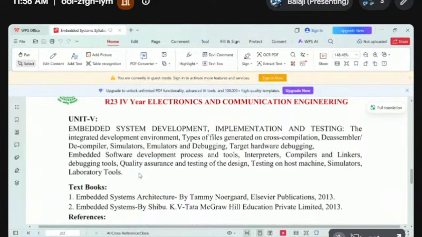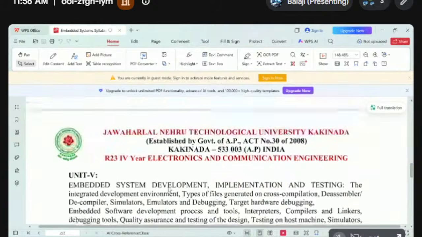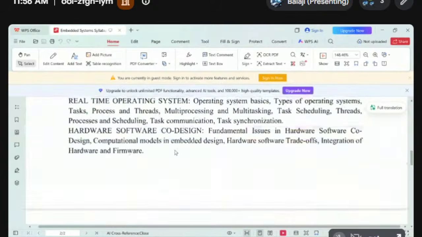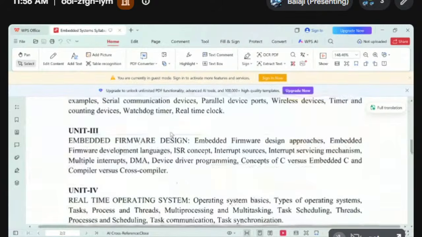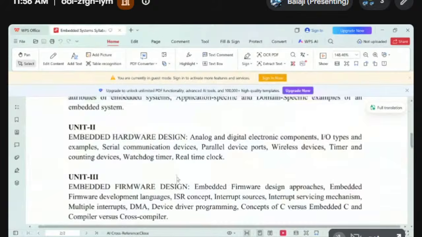So that's one thing. By studying this book only, we are not able to provide the embedded system, right? Right. So sir covered the first unit, and I would like to teach the concept of the second unit, right?